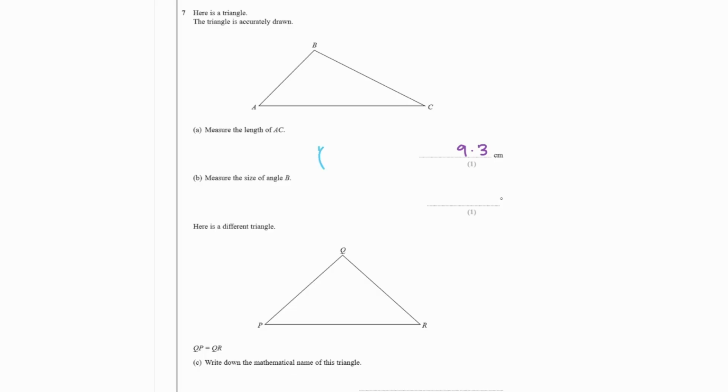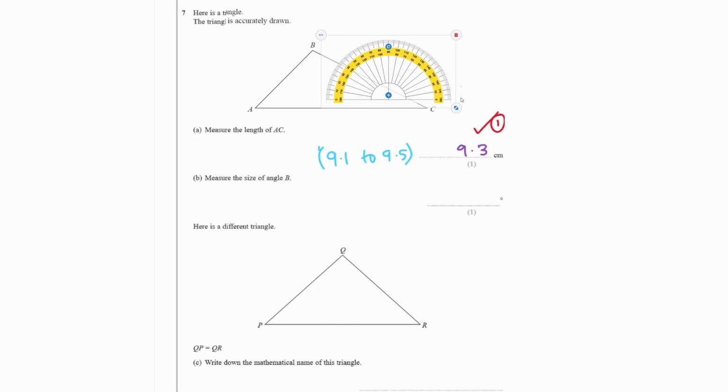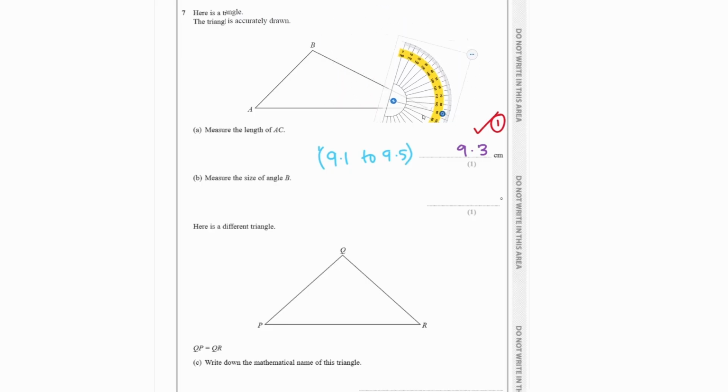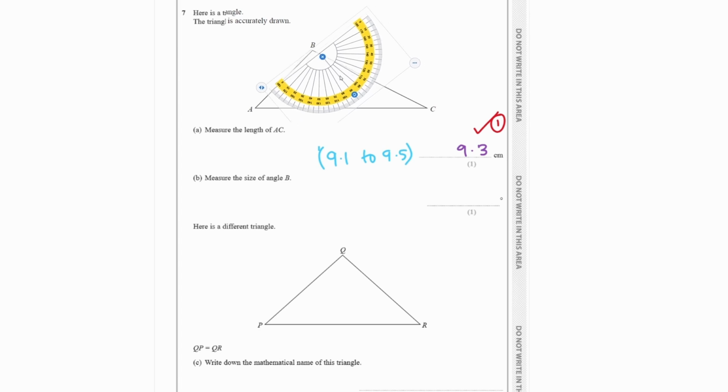However, if you got anything in the range between 9.1 to 9.5, you would also be awarded a mark for any of those values. Part B, measure the size of angle B. So for this, we can use our protractor, and we can put the protractor such that the 0 is on the line AB.